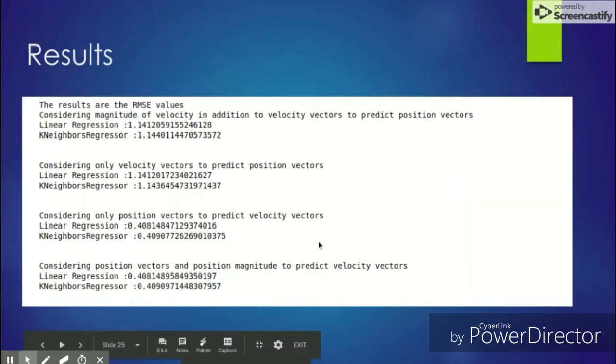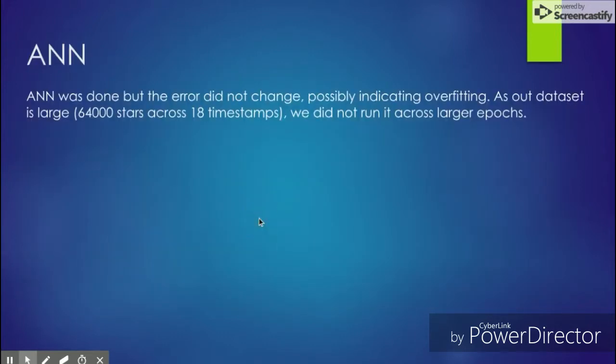Here are the results. As can be seen, linear regression has a smaller RMSE and it also ran faster as the number of neighbors were 200, which is significant.